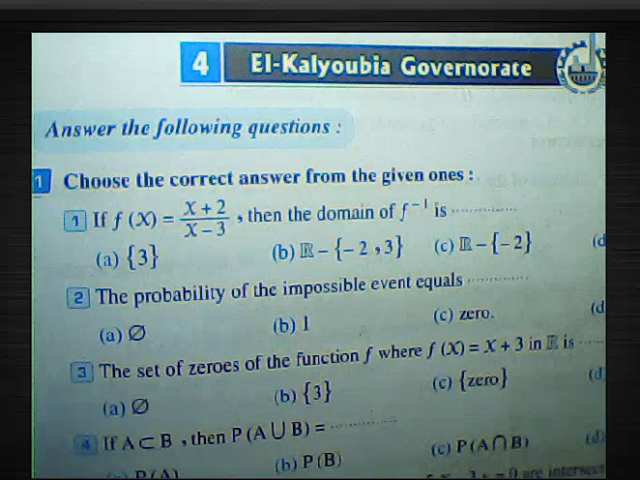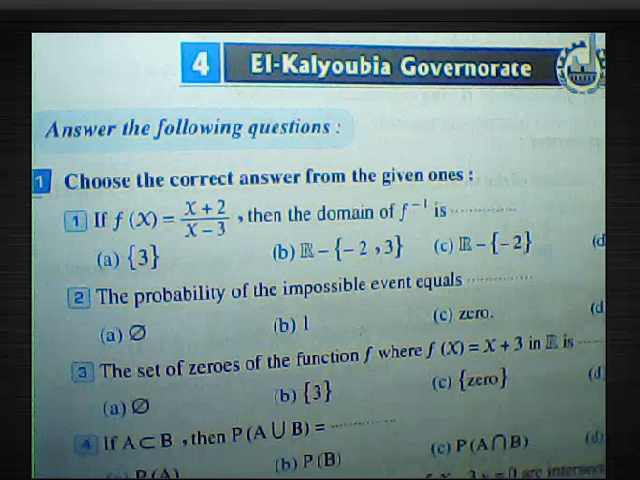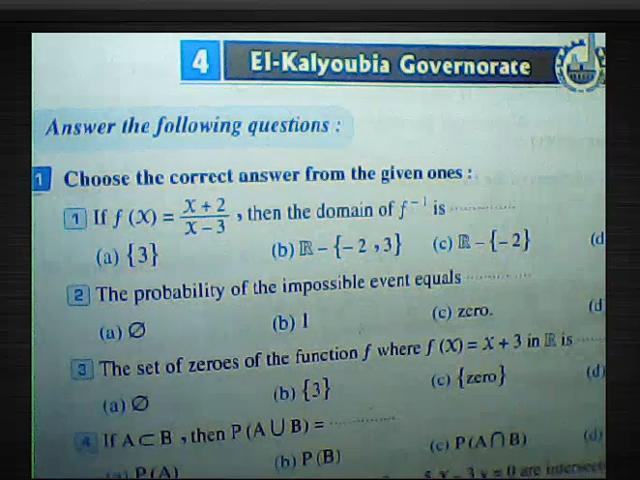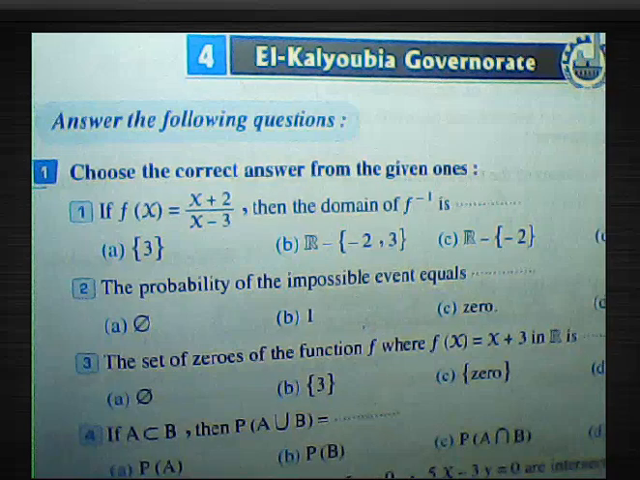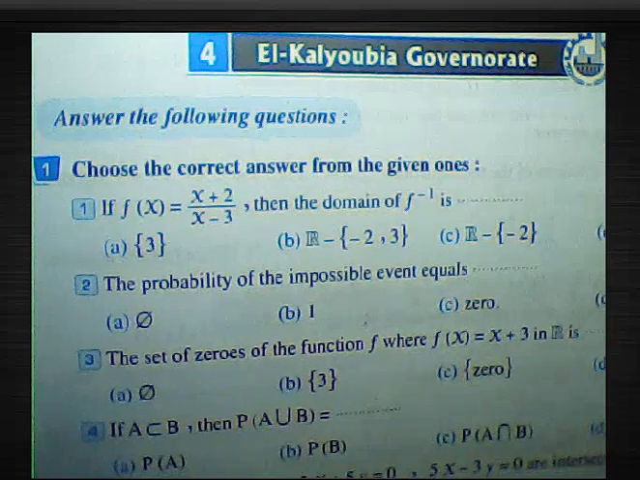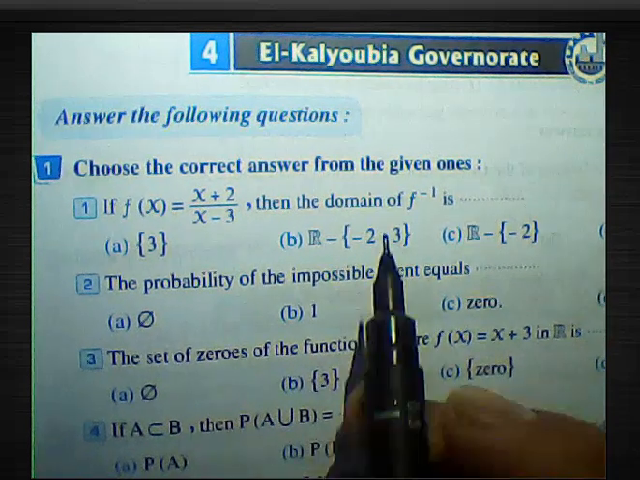Today we'll solve a lot of questions from the Moasser book revision, second term, from algebra. Al-Qaliubiya government. Answer the following questions. Number 1, choose the correct answer from those given.